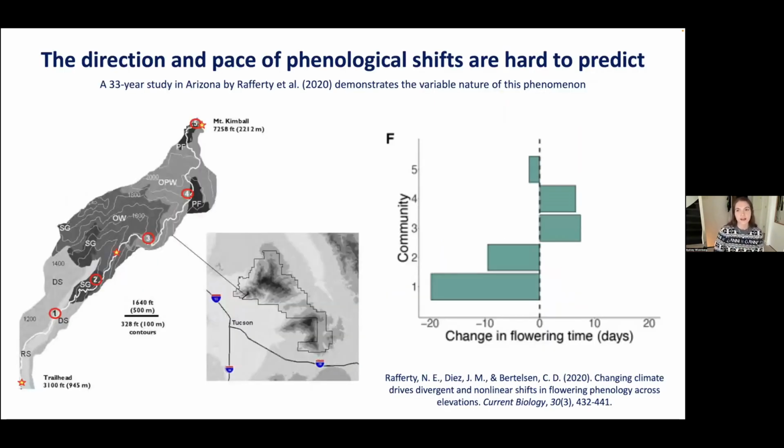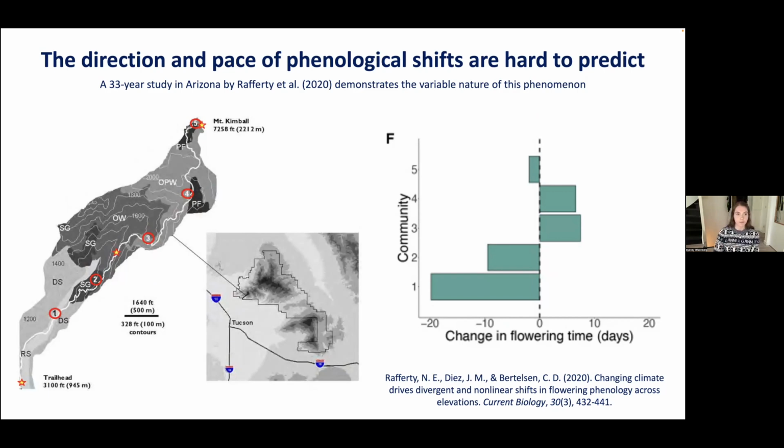So the direction and pace of phenological shifts are really hard to predict. Now, if you're familiar with this particular subfield of biology, you may know that generally speaking, we see plants flowering earlier as global warming is occurring. But we can't really make generalizations across species or even across communities because we know that this can vary across fine and large spatial scales.